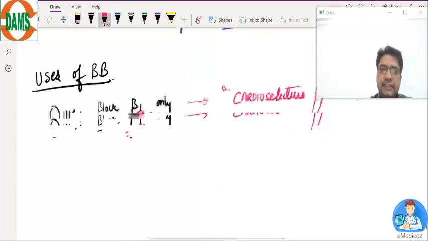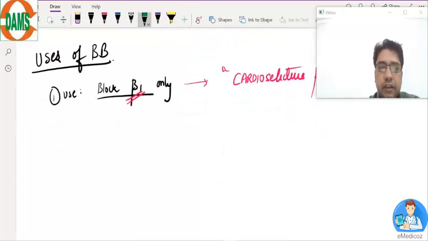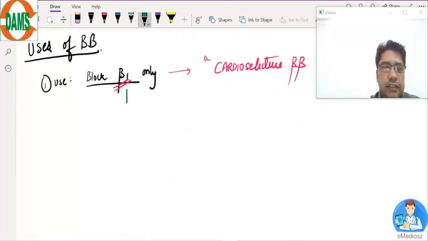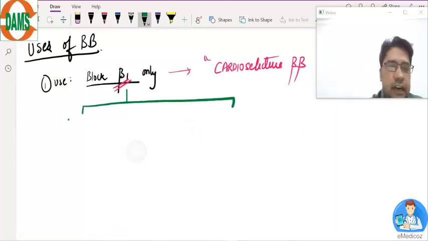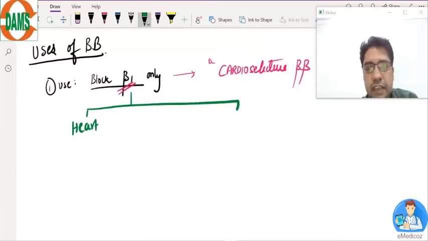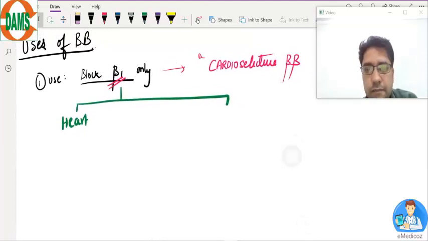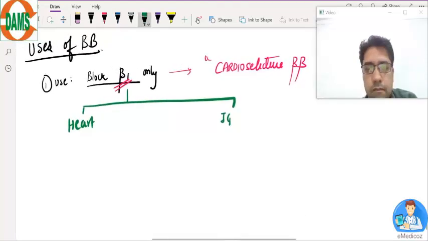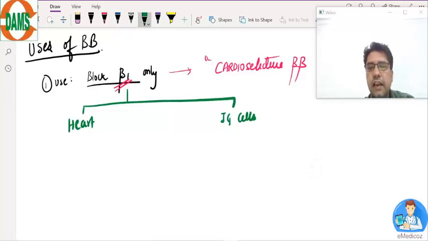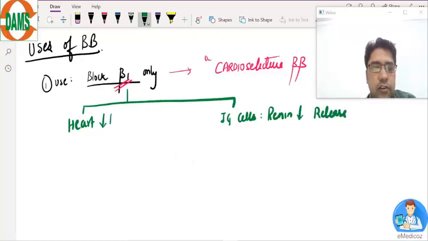Okay, so let's see where beta 1 receptors were present. Beta 1 receptors were present in 2 areas. They were present on the heart and on JG cells of the kidney. In JG cells of the kidney, they will decrease renin release. And in the heart, they will also decrease the activity of the heart.